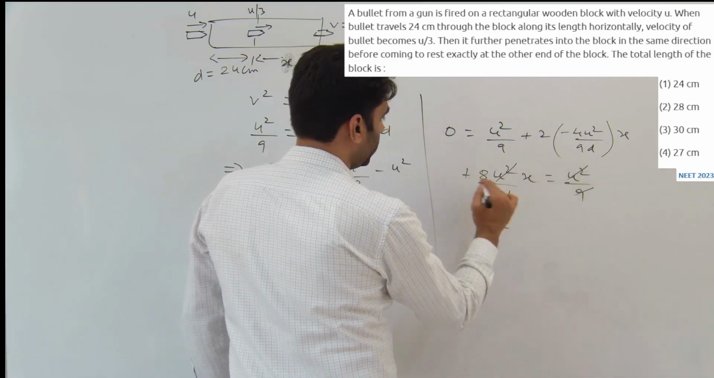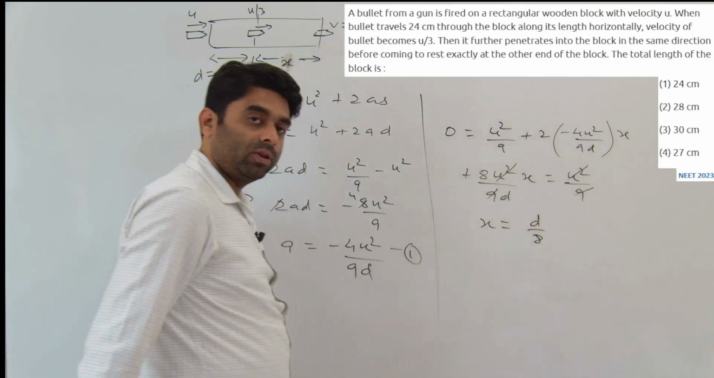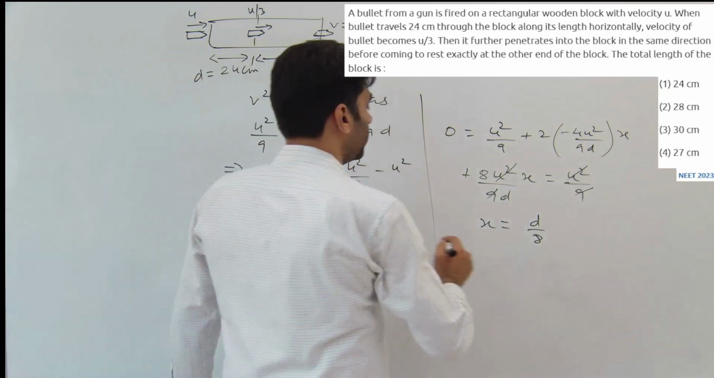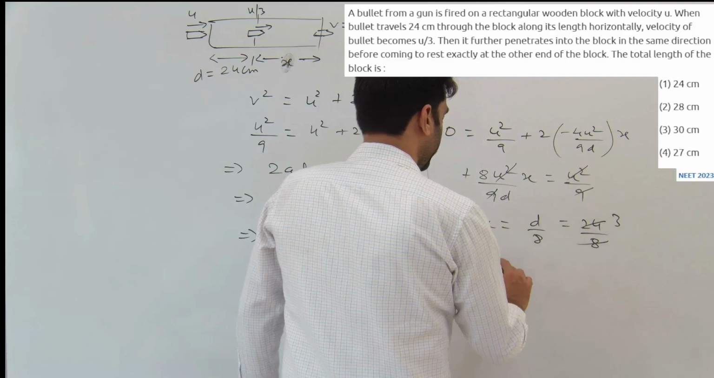This will become plus now when it comes. So x value comes out d by 8. x value is d by 8. d value, how much is it? 24. So 24 by 8, that is your 3. So x value is 3.